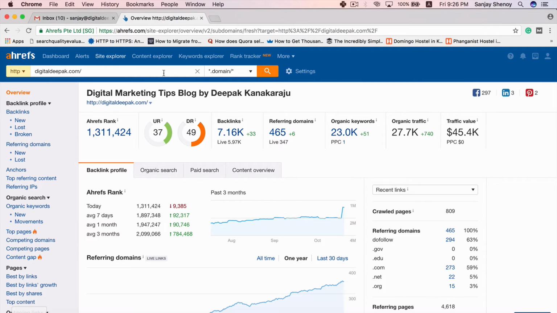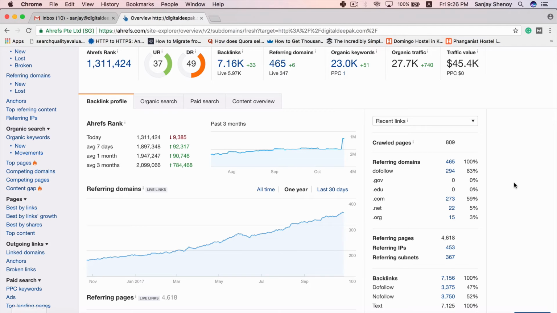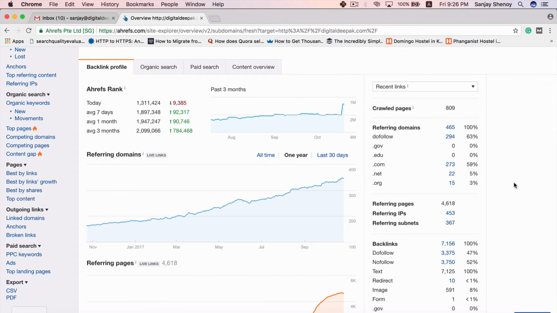What I'm using in Ahrefs is the Site Explorer, and I put in digitaldebug.com to see how the links are built over a period of time. As you can see here, there are 465 links that have been built over the entirety of the blog's existence. But if you scroll down a little bit, you can see this nice little graph which shows you the link velocity of the Digital Deepak's blog. About a year ago, which was 23rd October 2016, this blog had about 162 backlinks, and now it has about 342, which is almost double what it started off with.